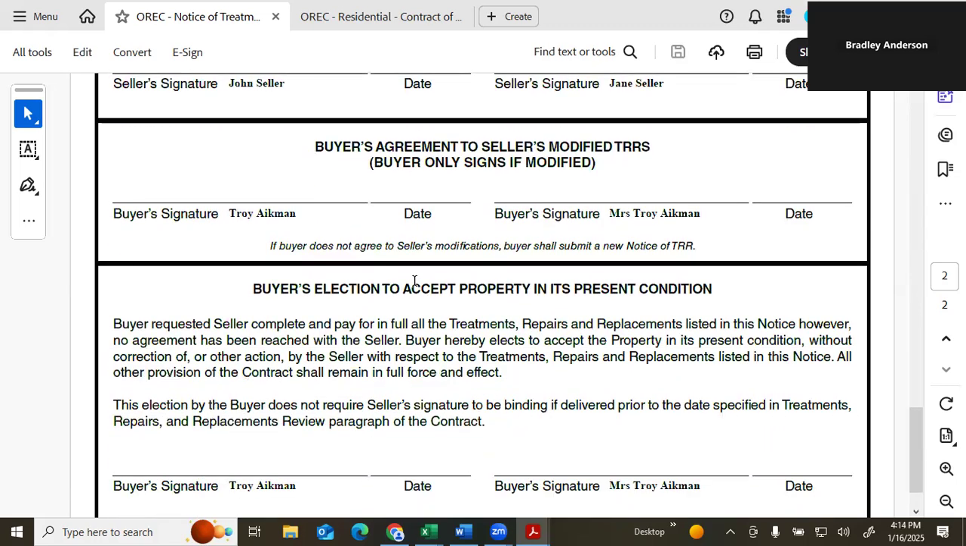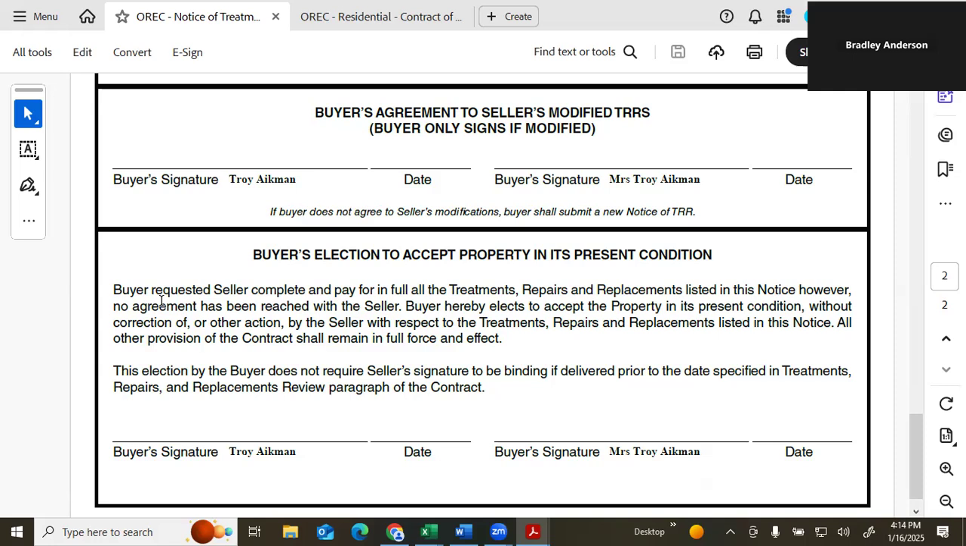All right. And then it says, if the seller doesn't respond, it basically says, buyer requested seller complete and pay for in full all treatments, repairs, and replacements listed in this notice. However, no agreement has been reached with the seller. Buyer hereby elects to accept the property in its present condition without correction of or other action by the seller with respect to the TRRs listed in this notice. All other provisions of the contract shall remain in full force and effect.